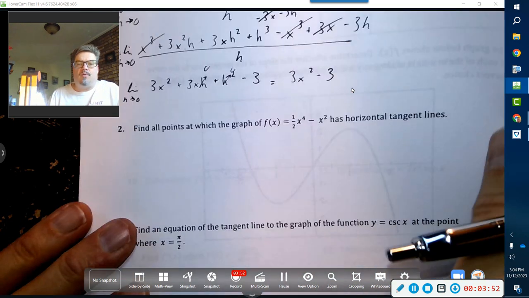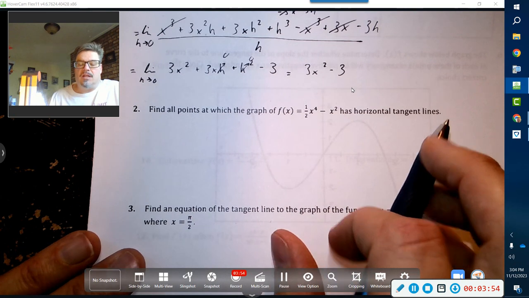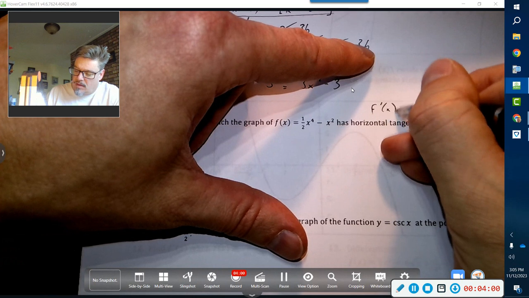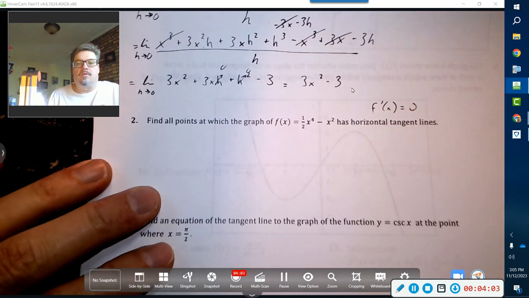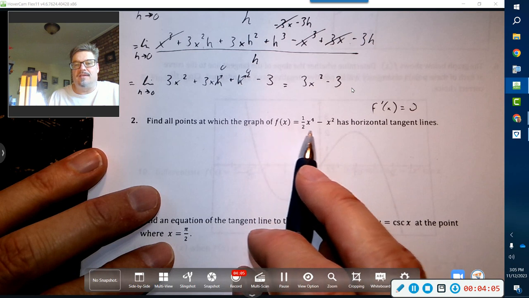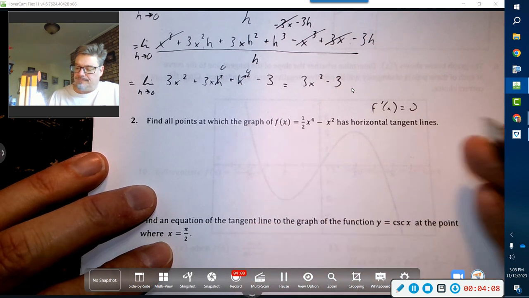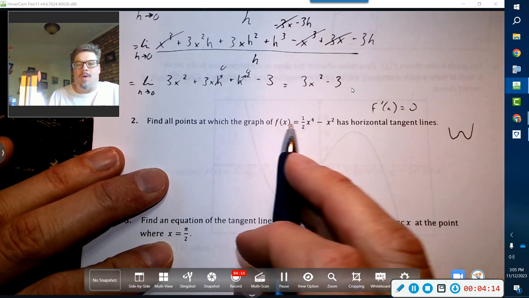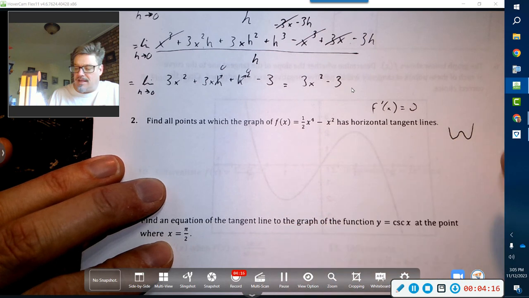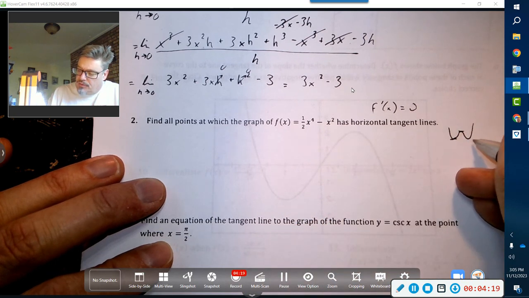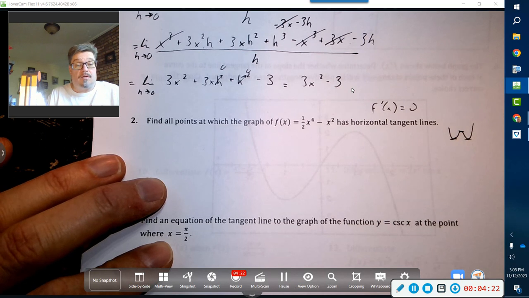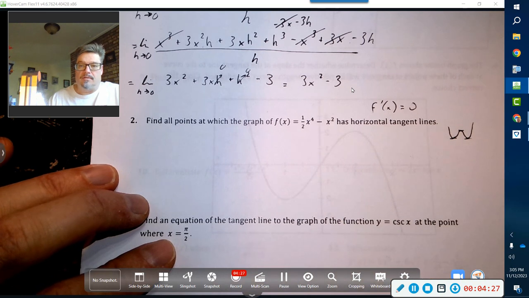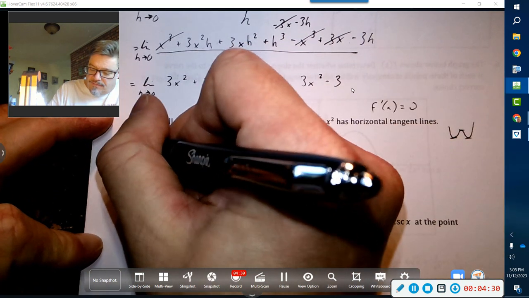All right, so now we're going to find all the points of this guy that has horizontal tangent lines. Horizontal tangent lines happen when the derivative equals 0. So that's what we're going to shoot for. We're going to actually find the derivative of this guy. This is a quartic, and he's positive, so he'll have something like this. So where he has horizontal tangent lines could possibly be 1, 2, and 3. I could possibly have three answers here because that's where the curve actually changes direction, and those would be horizontal tangent lines. Okay, so let's go ahead and take the derivative.